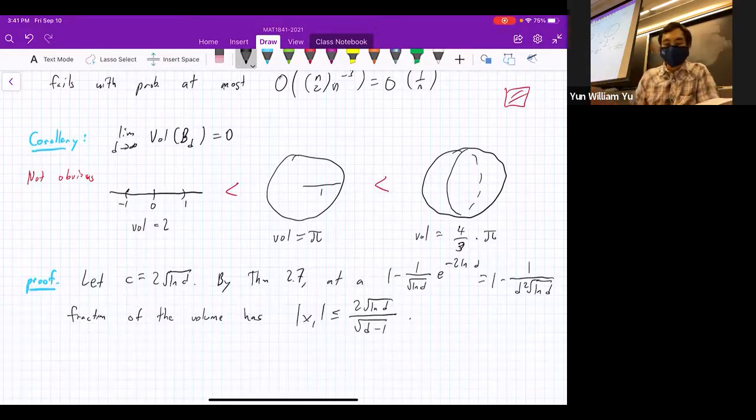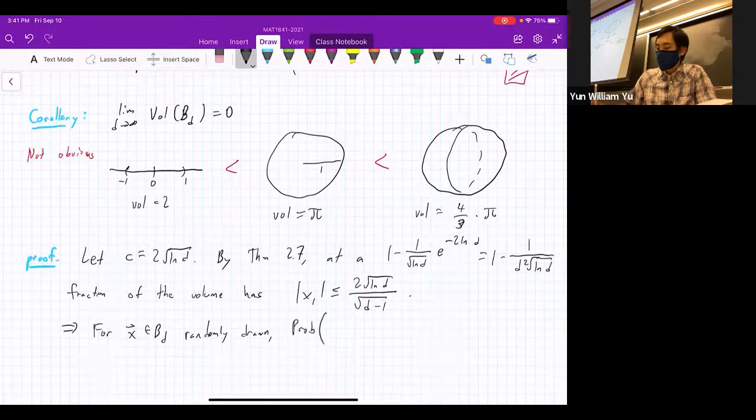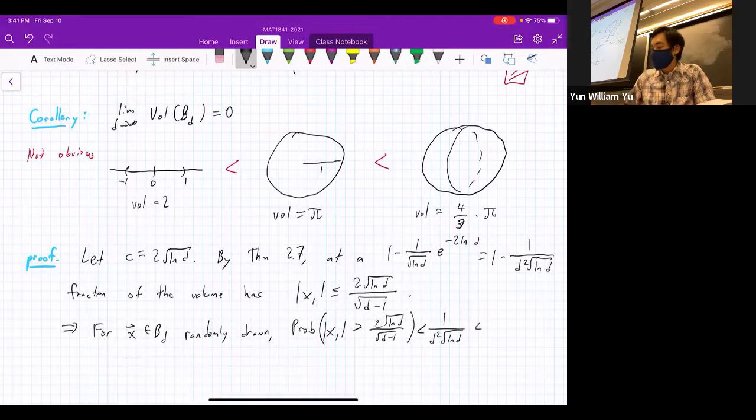We knew that. Next, this implies that for x, some randomly drawn point from b sub d, the probability that the norm of x1 is greater than 2 times log d over square root of d minus 1 is less than 1 over d squared square root of log d, which is of course just less than 1 over d squared, for d big enough. Like obviously if d is equal to 1, then things go wrong. So we're going to ignore that.